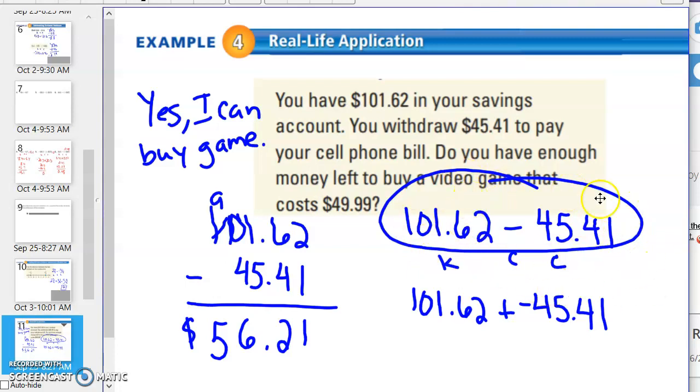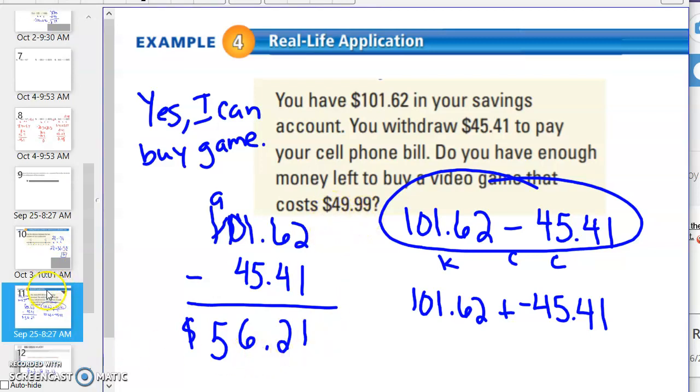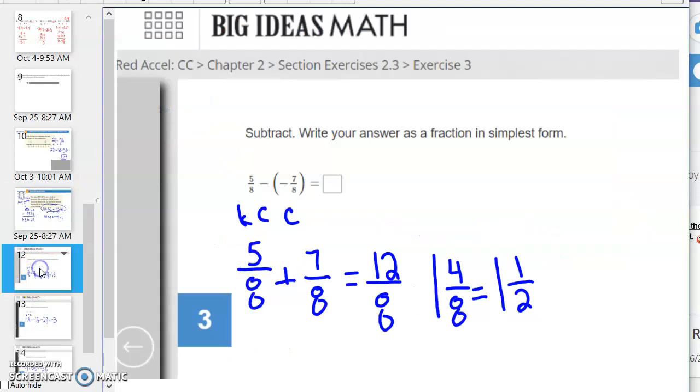Well, really what you're doing is subtracting 101.62 minus 45.41. Now you can follow keep, change, change because that would keep this one the same, change this to a positive, and then the opposite of this would be negative 45.41. But again, that just gives you different signs, so then you're going to subtract. And when I subtract those numbers, that's going to give me positive 56.21 because this one's more positive, which means that yes, I can buy the game because I have enough money to spend $49.99 when I have $56.21.